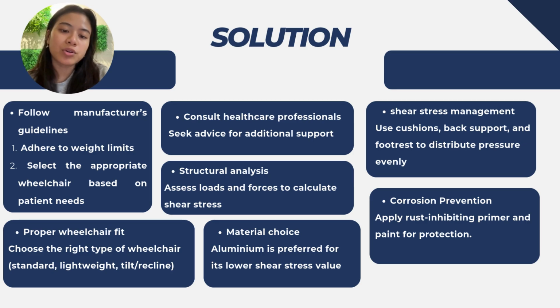Lastly, for corrosion prevention, applying a rust-inhibiting primer and paint can protect the wheelchair from exposure to elements like oxygen, saline, and grease, prolonging its lifespan. These solutions collectively ensure that wheelchairs are safe, comfortable, and durable for users.